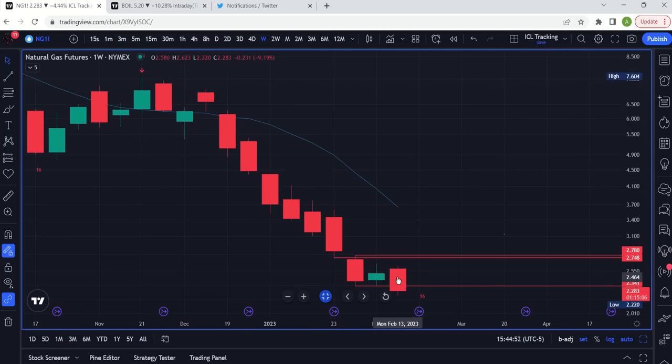And so just as we needed to cross above the high of the candle that marked the low on the daily, we need to do the same thing on the weekly. So for the natural gas, that is 2.623. And we'll mark those same levels on oil and UNG so that folks are aware.